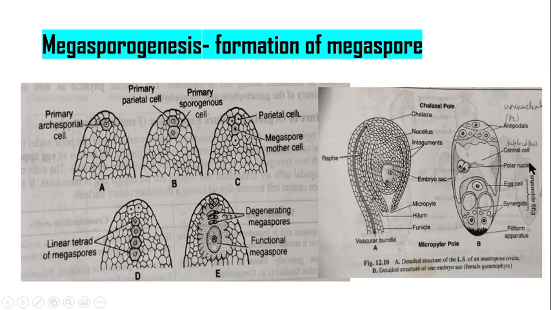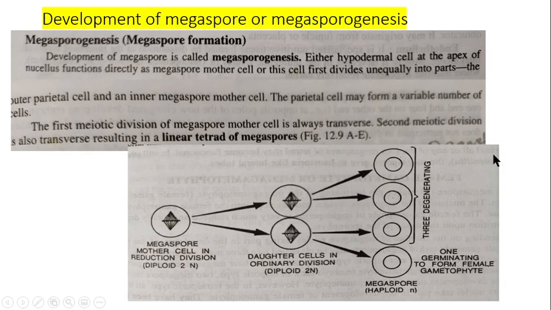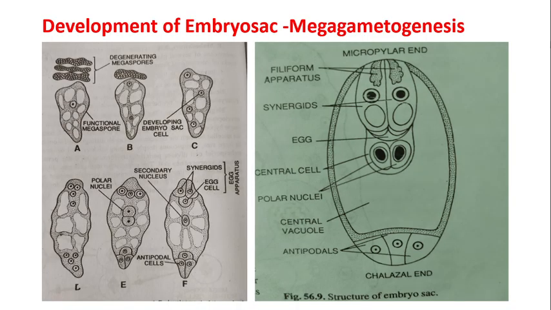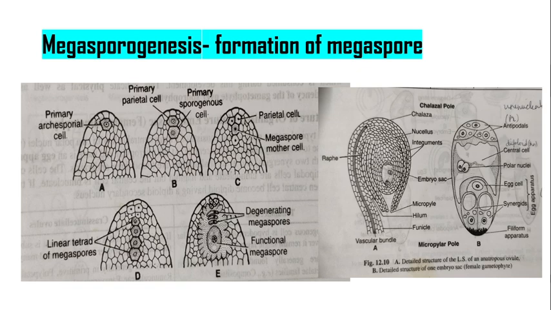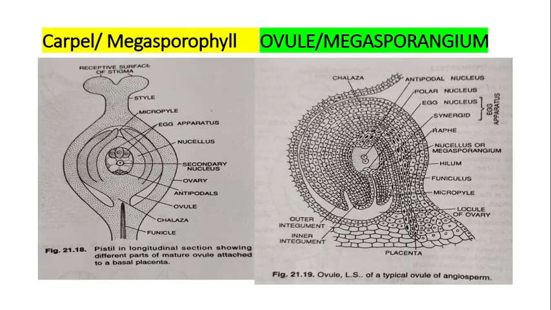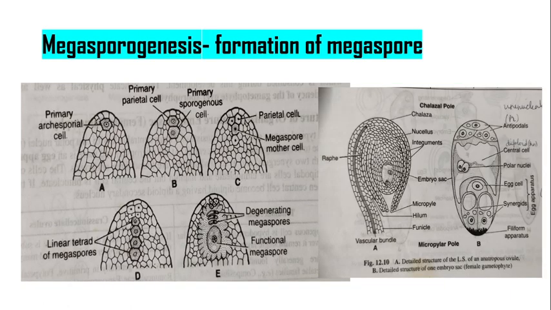Now, before studying the formation of embryosac, we have to study megasporogenesis. As you can see in this slide, megasporogenesis means formation of megaspore. And after the formation of megaspore, we will discuss the formation of embryosac, that is known as megagametogenesis. And then we will go to the types of embryosac. So first we will discuss the formation of megaspore, right? The formation of megaspore is known as megasporogenesis.